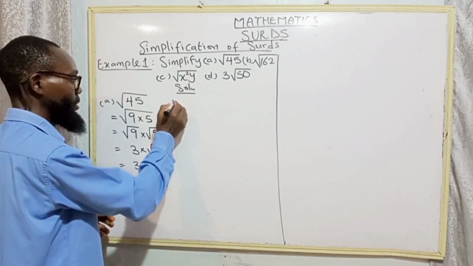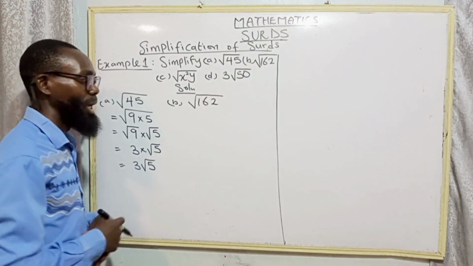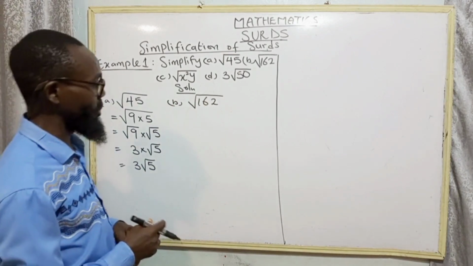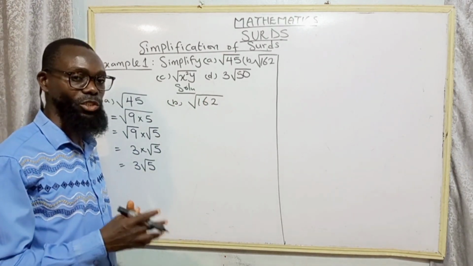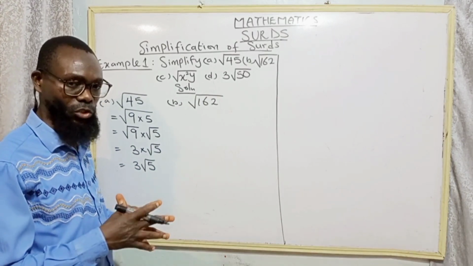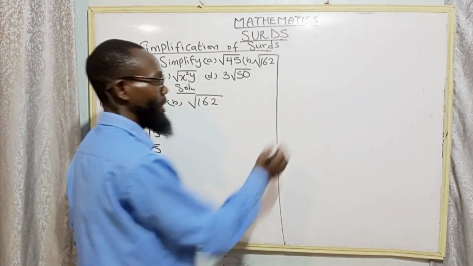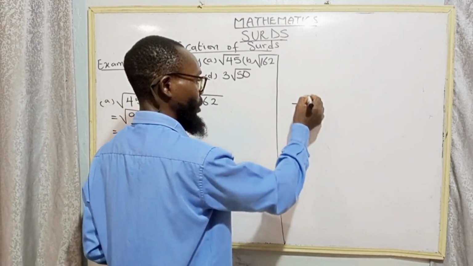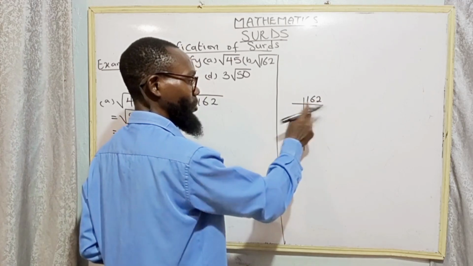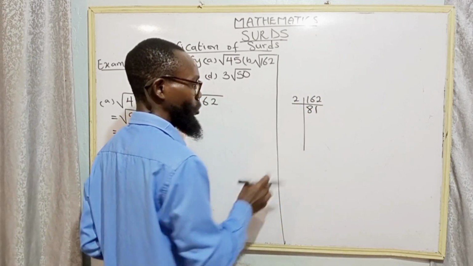Second question, the square root of 162. Now I want to find two factors which, when you multiply, you get 162, and one of them must be a perfect square. If we don't get it directly, you can go by a long division or a division method. 162, what can go here? We have 2. 2 goes here, we have 81.